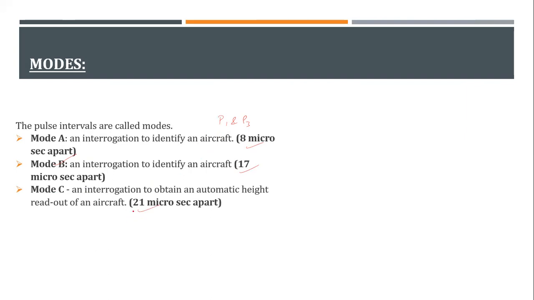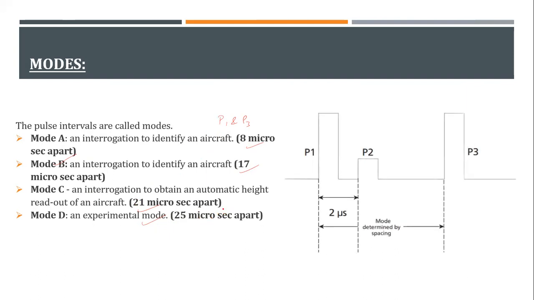There is another one, but I'm not going to tell you right now. Mode D is also present, but that's experimental. It's not used much. So where's the difference coming from? It's coming in this section between P1 and P3, and that is how we identify the modes.